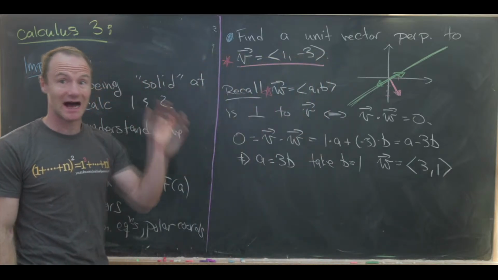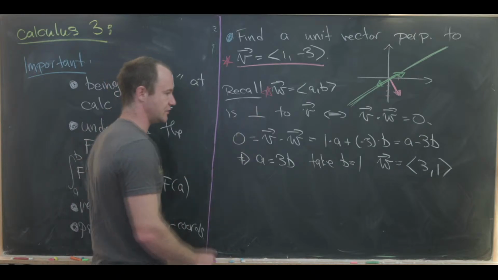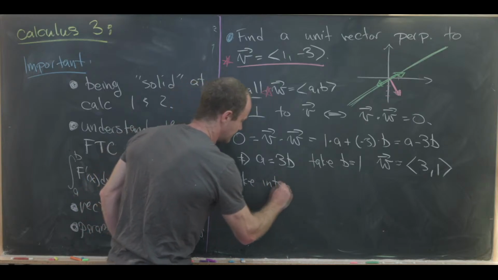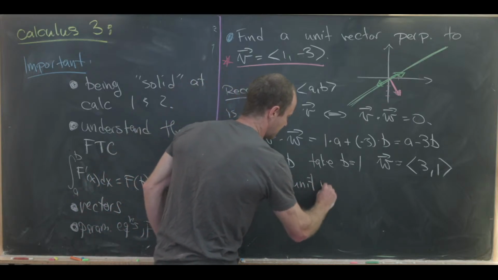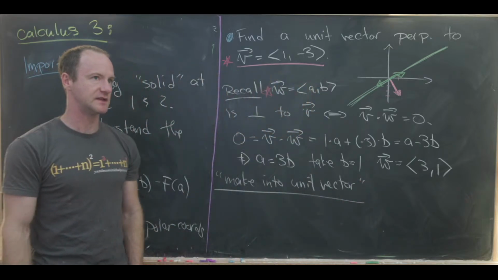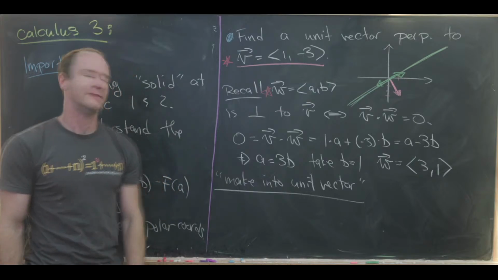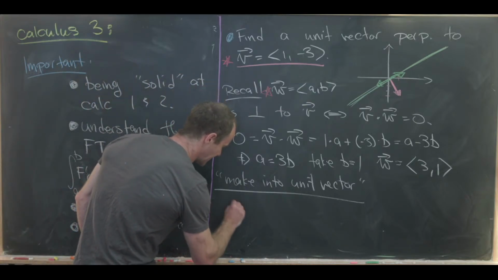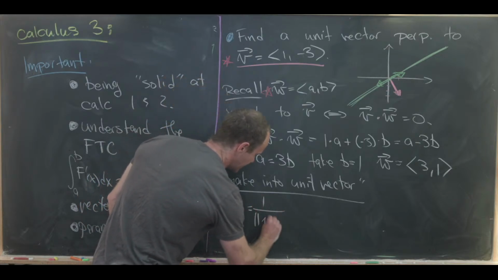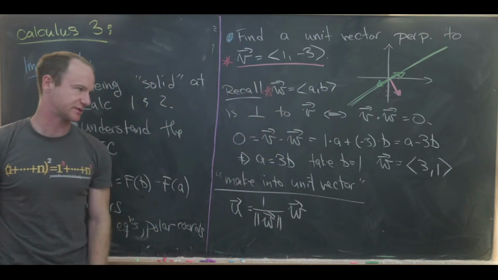But let's notice that's not a unit vector. It is orthogonal to our v, but not a unit vector. So let's make it into a unit vector. We can do that by doing a scalar multiple of 1 over the magnitude of this vector. So we'll define u, our final answer for our unit vector, to be 1 over the magnitude of w times w, where that's scalar multiplication.